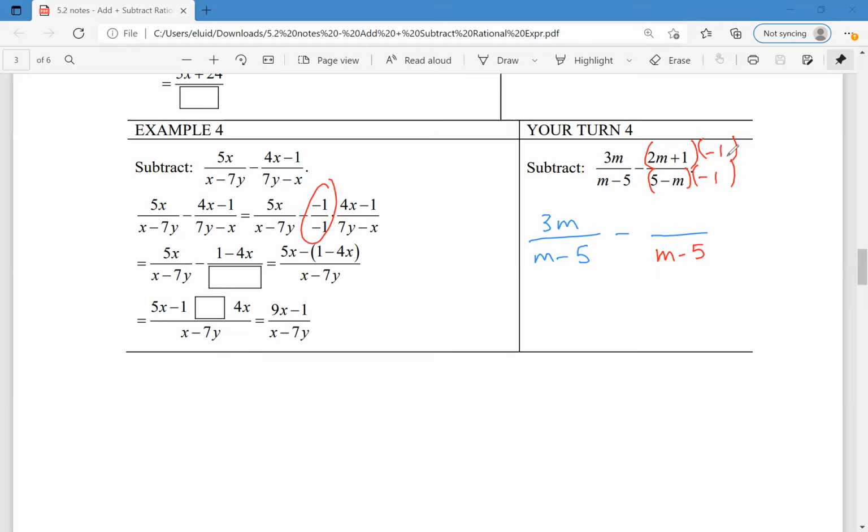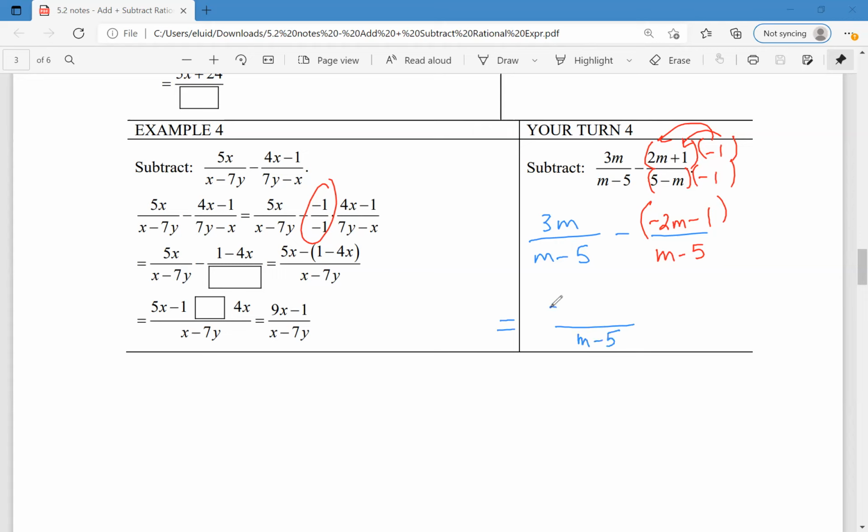2m plus 1, if we multiply that by -1, it's going to turn into -2m minus 1 if I distribute that. I know last time they switched the order. I wasn't a huge fan of that. I don't think there's a good reason to do that, so I'm just going to leave the order as it is. All right, so 3m over m minus 5 minus -2m minus 1 over m minus 5. Now we can start combining these fractions together now that they have the common denominator. And the common denominator is that m minus 5. So let's start rewriting the numerator.